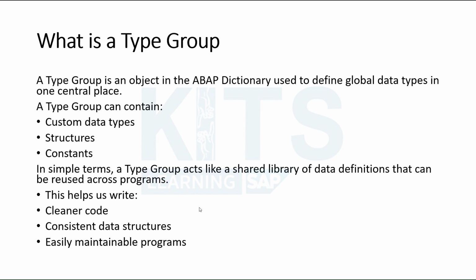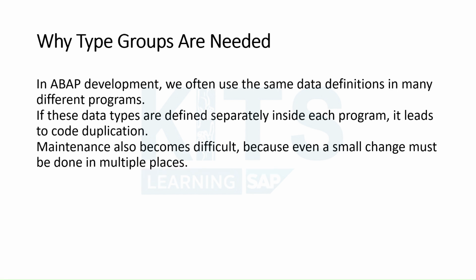In simple terms, a type group acts like a shared library of data definitions that can be reused across programs. This helps us write cleaner code, consistent data structures, and easily maintainable programs. Why are type groups needed? In ABAP development, we often use the same data definition in many different programs. If these data types are defined separately inside each program, it leads to code duplication. Maintenance also becomes difficult because even small changes must be done in multiple places. To solve this problem, SAP provides type groups. A type group allows us to define data types once in the ABAP Dictionary and then reuse them across multiple programs. This improves reusability, consistency, and maintainability of our code.